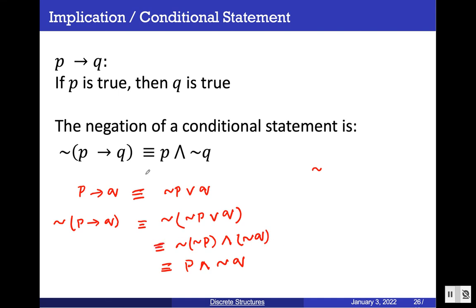Again, you can use both approaches to show that they are logically equivalent. So the negation of a conditional statement P implies Q is logically equivalent to the statement P and not Q. For now, that's all of our examples of statements. In the next segment, we are going to see arguments, and given an argument, we will prove whether the argument is valid or not.